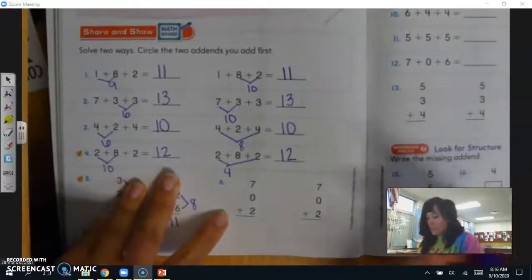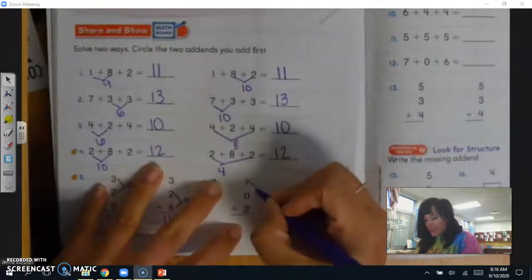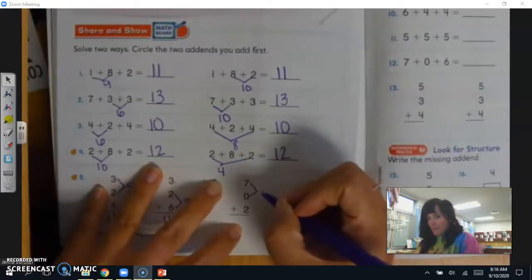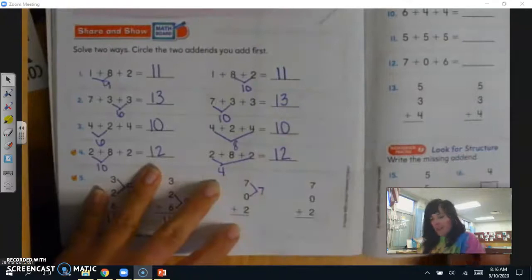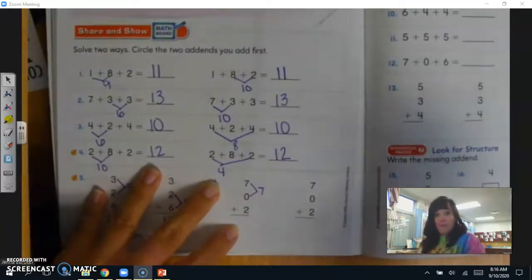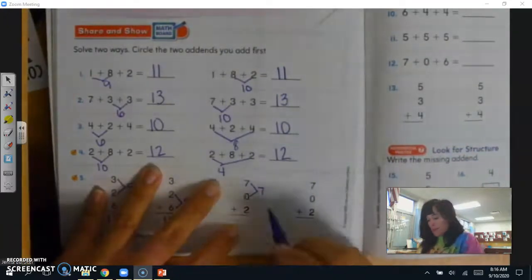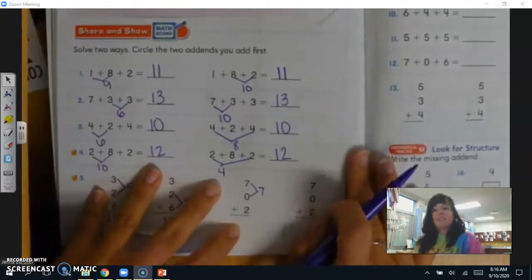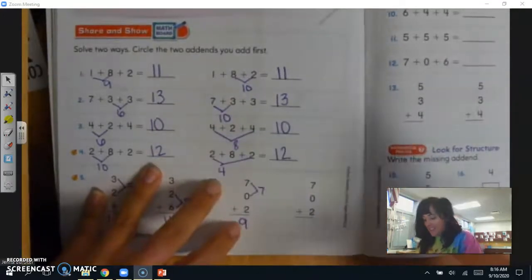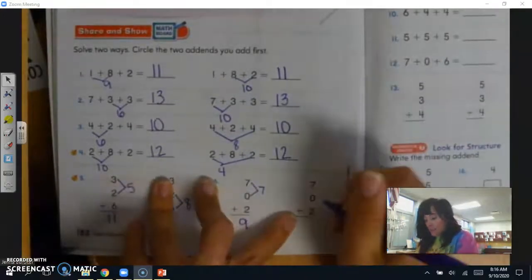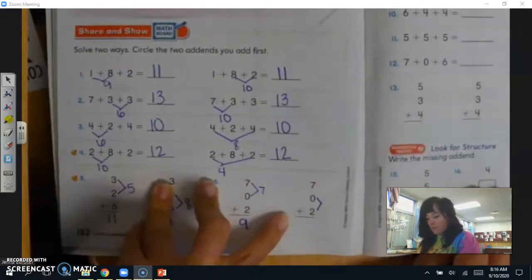Ooh, this one's going to be easy. Because if I add 7 plus 0, my answer is still going to be 7, right? Yeah. When you add nothing, it's the same number. 7 plus 2 is what? Shout it out. 9.